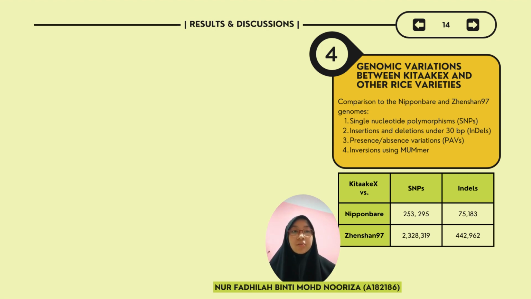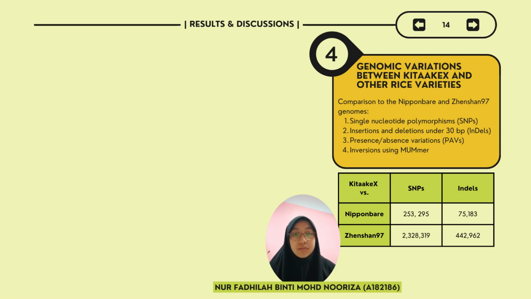The genomic variations between KITAAKEX and the other rice varieties can be detected by the comparison. In this study, they compared the KITAAKEX genome to the Nipponbare and Zhenshan 97 genomes, including 4 aspects that are SNPs, indels, PAVs, and inversions, using OMAP.